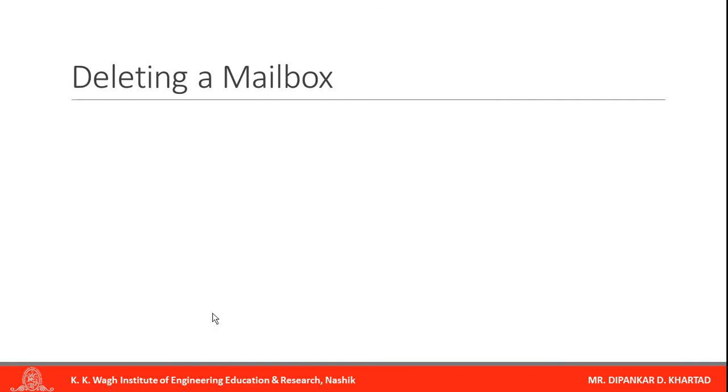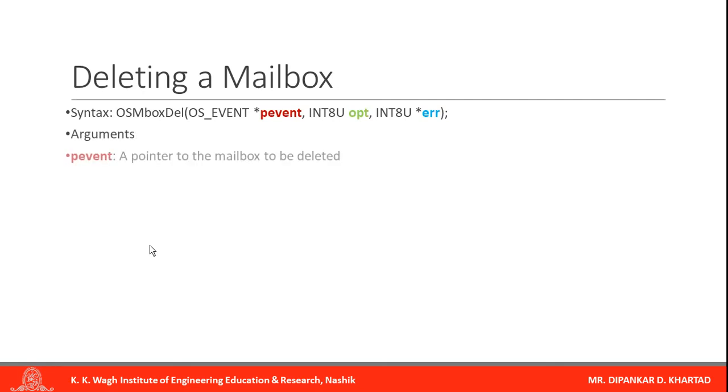Second is how to delete the mbox, or deleting a mailbox. Its syntax is OS mbox delete, and it passes 3 arguments: pevent, option, and error. The first argument, pevent, is a pointer to the mailbox to be deleted. And for options, there are two options. The first option is delete always, and the second is delete if no pending task.